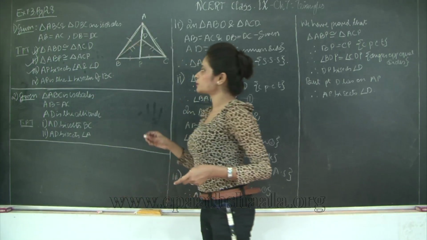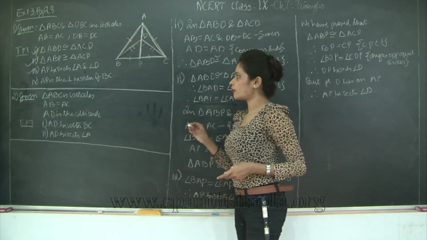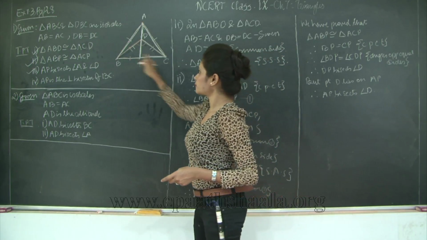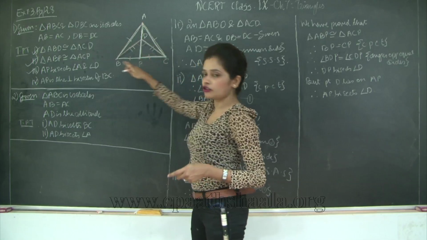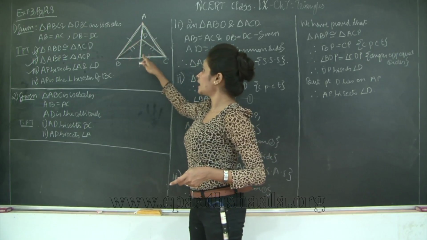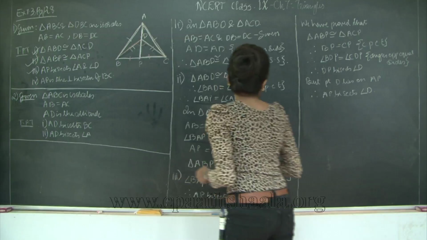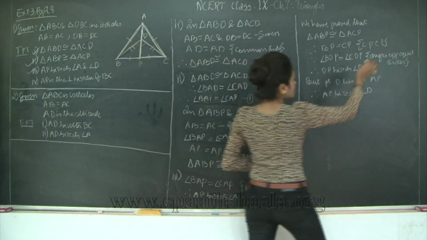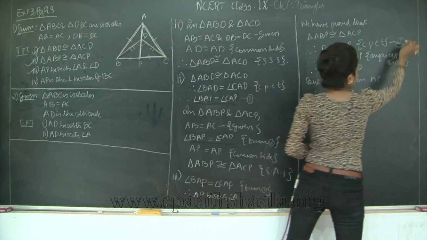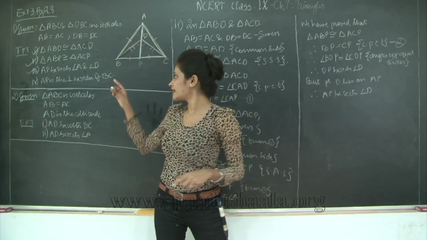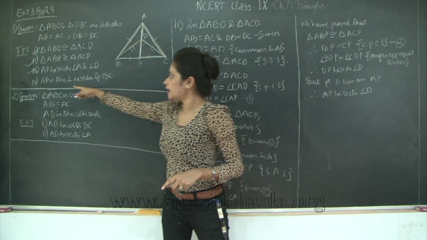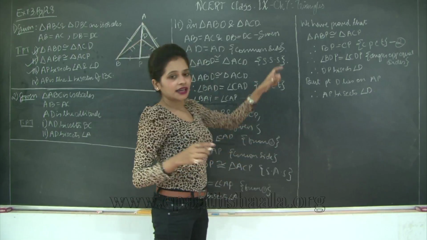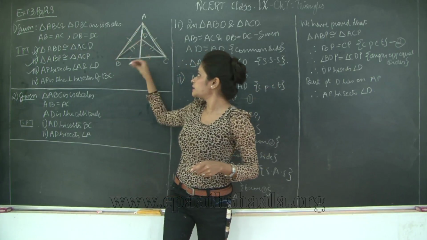We also need to prove that AP is the perpendicular bisector of BC. So, in order to prove that AP is the perpendicular bisector of BC, we need to prove that AP is perpendicular to BC, and we also need to prove that BP is equal to CP. So, I already have BP is equal to CP over here, correct? I will mark this statement as 2, and we will use this as a reference for proving that AP is the bisector of BC. But first, let us prove that AP is perpendicular to BC.